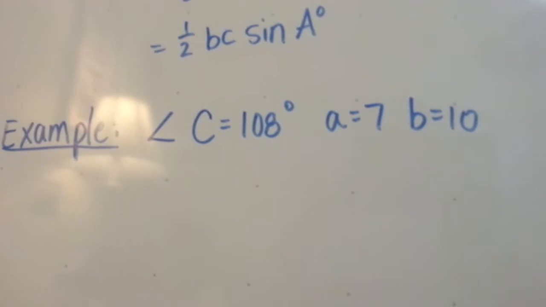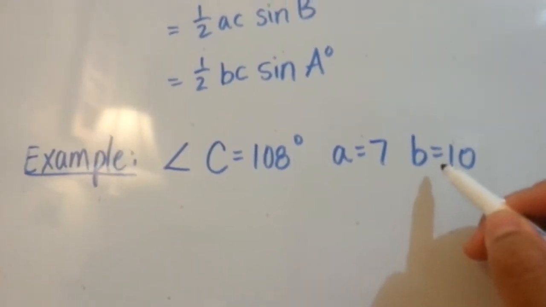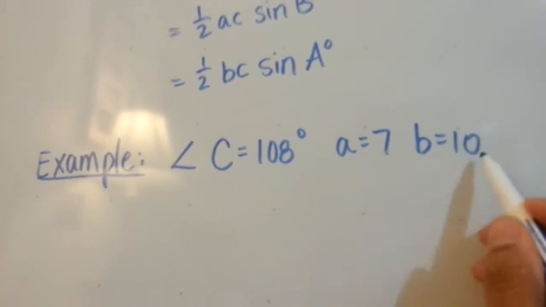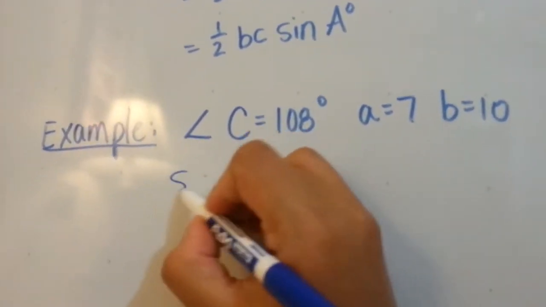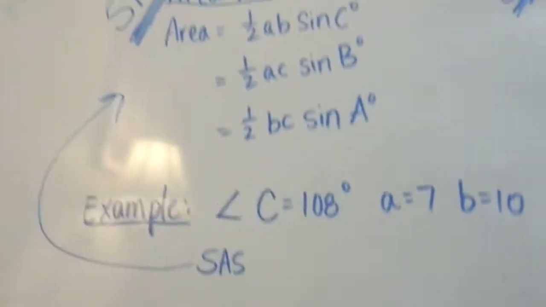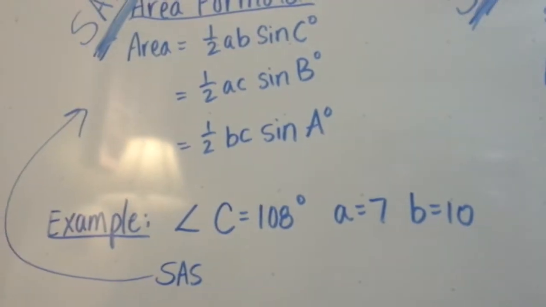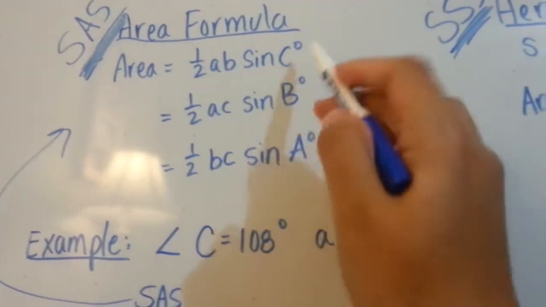Alright, this is an example of find the area, and they gave you an angle and they gave you two sides. Well, this is SAS because the two sides don't correspond to the angle. Remember when we have SAS, we're going to use this formula. So which one are we going to use? Well, we have angle C, so we're going to use this form of the equation.